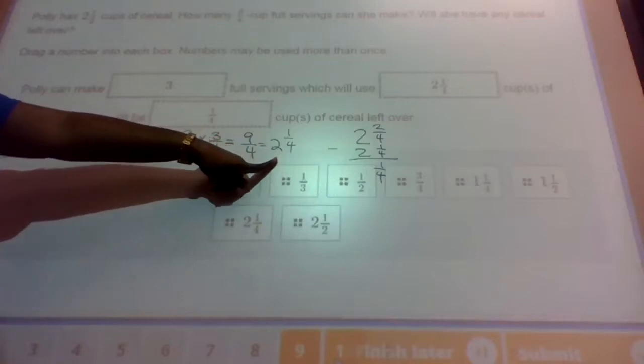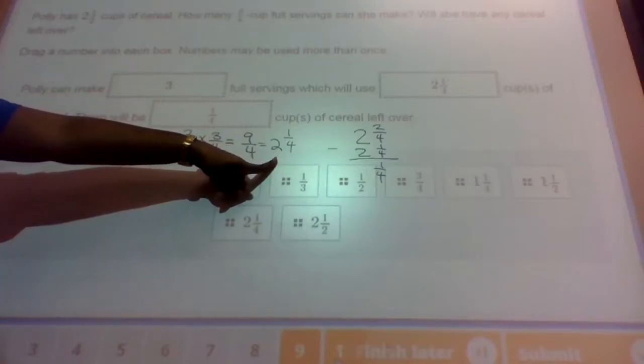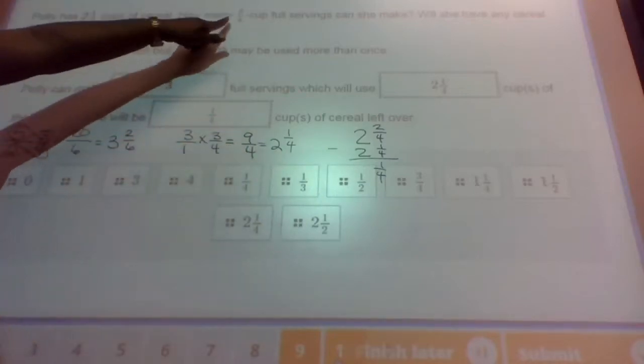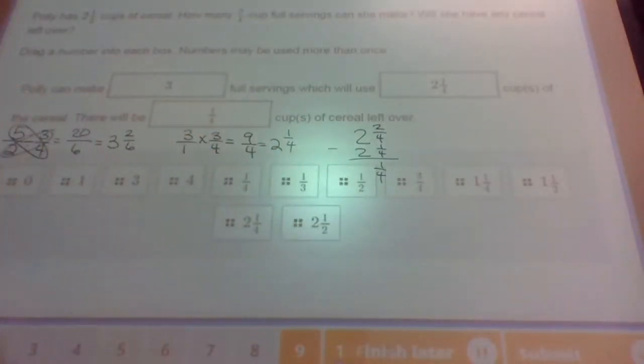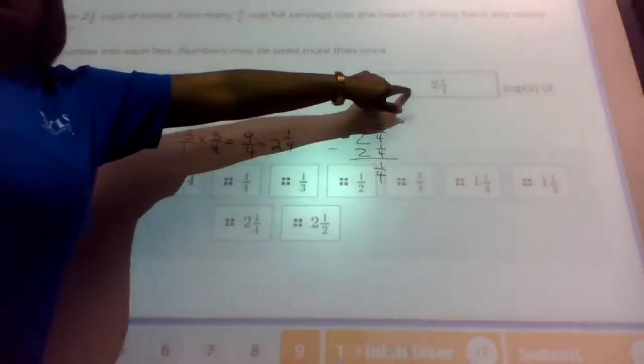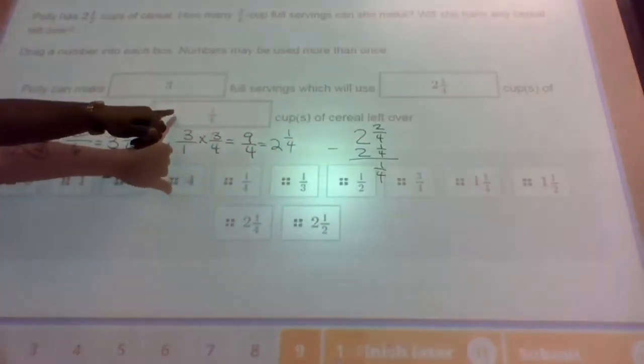That's where I got the 2 1/4 from. That's how much 3 of these is. Then I got a 1/4 left over because I had 2 1/2, which is 2 2/4. So 2 2/4 take away what I actually used is going to give me a 1/4 of a cup left over, right? So they actually need 2 more 1/4s to make a full serving. They don't have a full serving yet. They got a third of a serving.